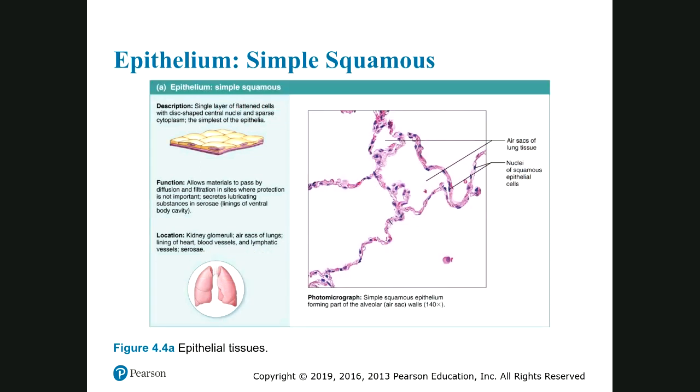Let's now discuss our first example of epithelial tissue, which is simple squamous. Simple squamous epithelial tissue function is absorption, secretion, and filtration. It is found where filtration or the exchange of substances by rapid diffusion is a priority. Simple squamous epithelial tissue is found in the kidneys, the air sacs of the lungs, the lining of the heart, blood vessels, and our lymphatic vessels.